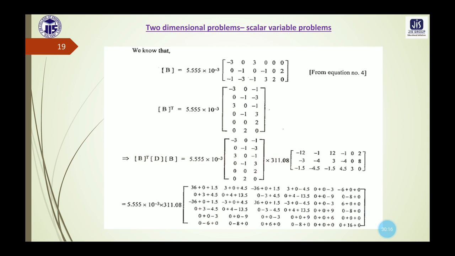Now the B matrix we have found out already. Then transpose B we need to write here. So it will be a 6 by 3 matrix now. Earlier it was a 3 by 6 matrix. Now it will be a 6 by 3 matrix.